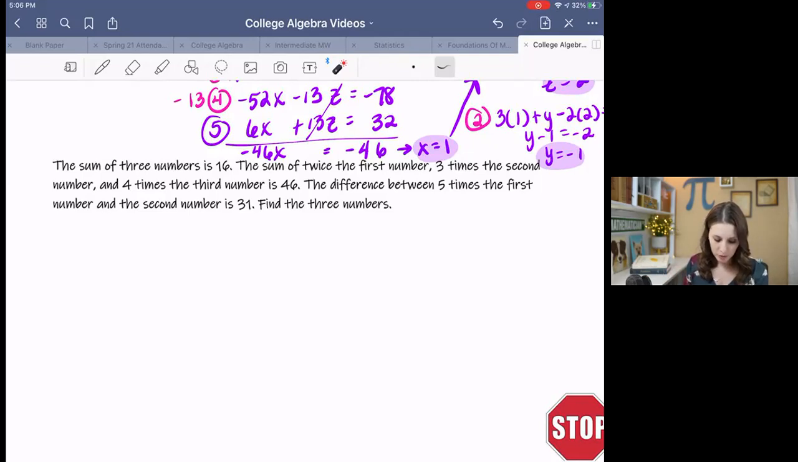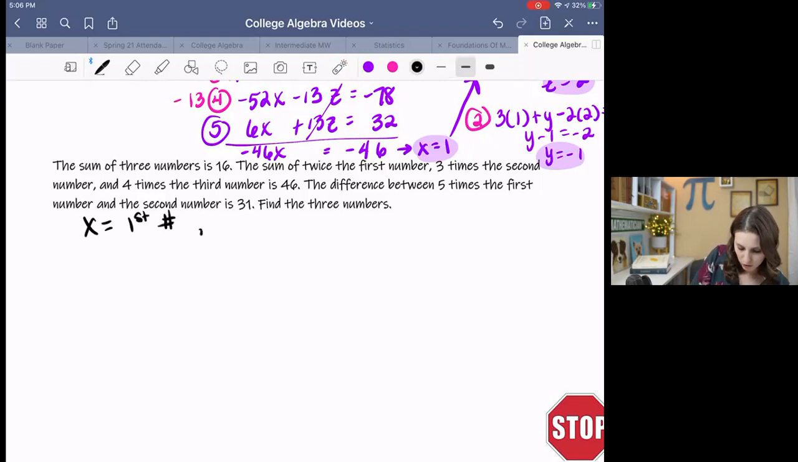The sum of 3 numbers is 16. The sum of twice the first number, 3 times the second number, and 4 times the third number is 46. And the difference between 5 times the first number and the second number is 31. Find the 3 numbers. It's always a good idea to just do a read through of it to see what it's asking. And it's asking us to find these 3 missing numbers, which means that I need to define my variables. X is going to be my first number, Y is going to be my second number, and Z is going to be my third number.